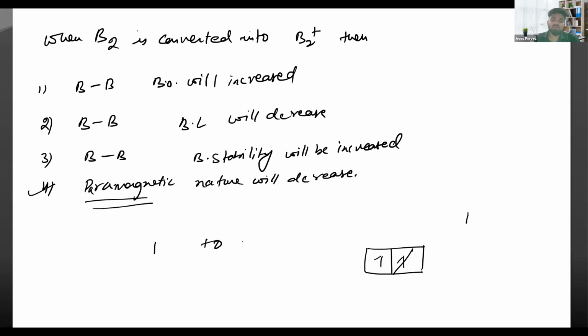This is correct. Since the bond order is shifting from 1 to 0.5, the bond order is decreased, so bond strength will be decreased, bond stability will be decreased, and bond length will increase. Why will bond length increase? Because if the bond order is shifted from 1 to 0.5, then the repulsion will increase. So bond order will increase is incorrect because bond order will decrease. Bond length will decrease is incorrect because if the bond order decreases, the bond length increases. Stability will also decrease because the bond order is shifted from 1 to 0.5.